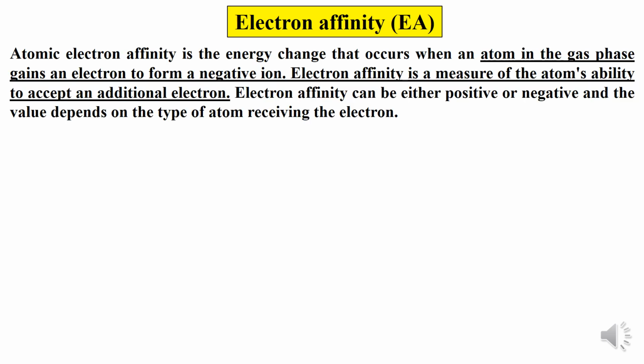What is electron affinity? Atomic electron affinity is the energy change that occurs when an atom in the gas phase gains an electron to form a negative ion. Electron affinity is a measure of the atom's ability to accept an additional electron. Electron affinity can be either positive or negative, and the value depends on the type of atom receiving the electron.